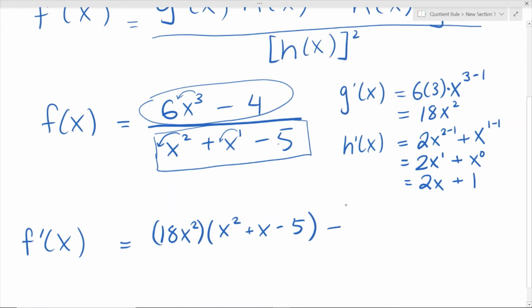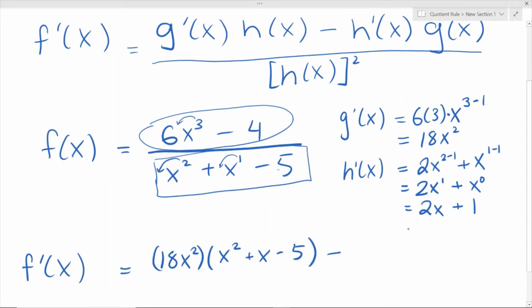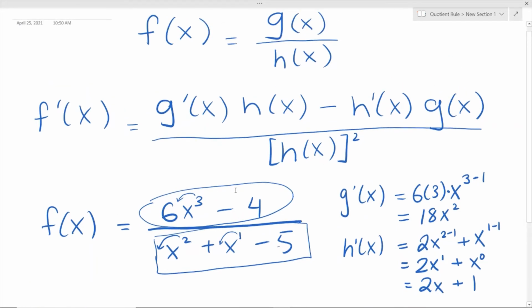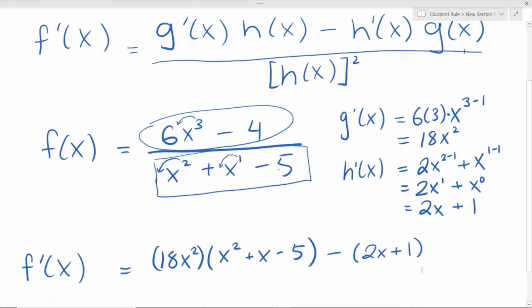Well, we have to subtract as shown right here. So subtract h prime of x, which is 2x plus 1, and then times g of x. G of x is equal to this numerator right here, 6 times x cubed minus 4. So we sub in g of x as shown right here. So I'm going to write it in.